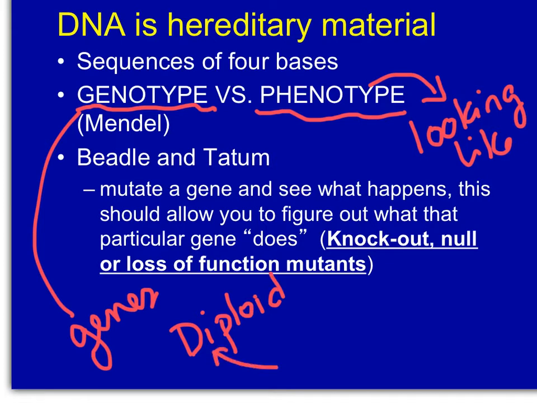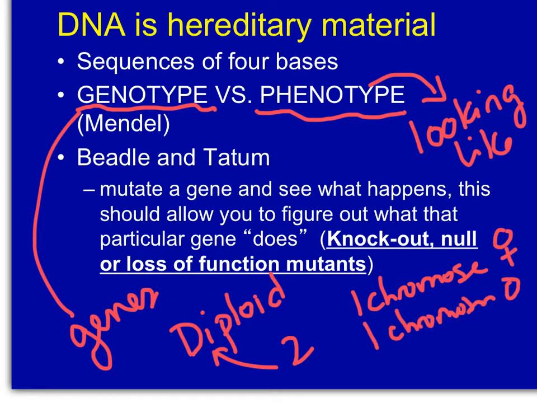Di meaning 2. And you have 2 of every gene because you have 1 chromosome from mom and 1 chromosome from dad. So every single chromosome that you have, you have 2 of them.